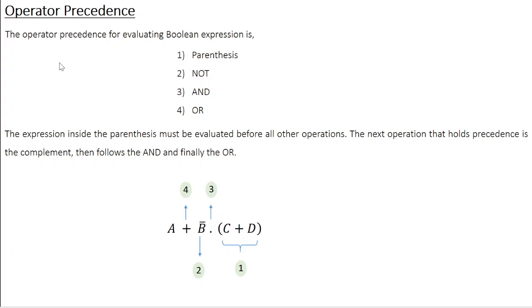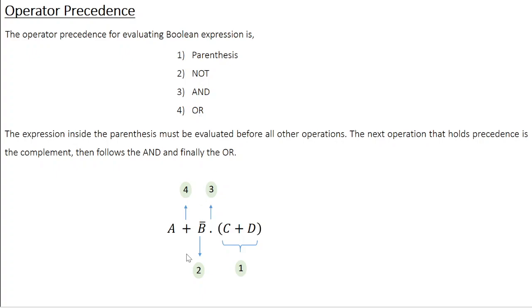Now, when you look at a complicated Boolean expression, there will be a combination of many operators. So which operation you perform first and which one you perform last is dependent on the operator precedence. Parenthesis get the first preference, next is NOT, then AND, and finally OR. So the expression inside the parenthesis is evaluated first before all others, then the NOT or inverse operation is performed, then AND operation, and finally OR operation.